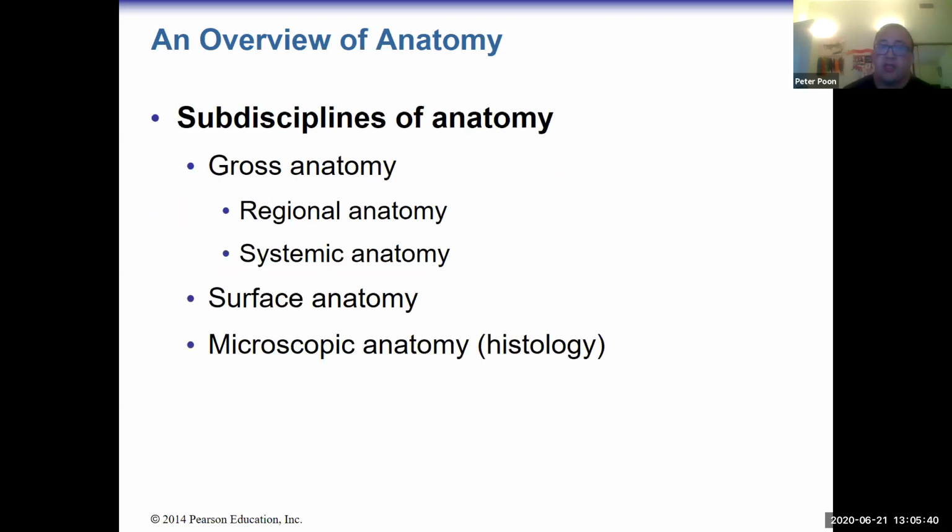The subdisciplines of anatomy. We will focus primarily on gross anatomy, and we will learn gross anatomy by means of systemic anatomy, going through each system at a time, instead of regional anatomy, where you take a week and you study the arm and you learn all the muscles and all the nerves and all the bones in the arm.